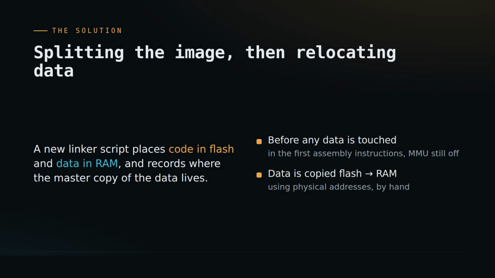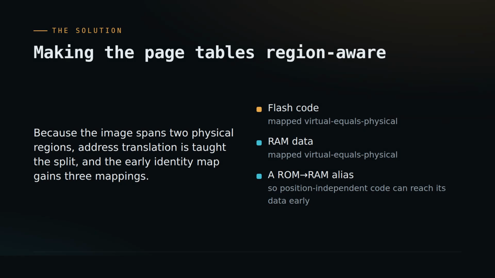For the split image, a new linker script places code in flash and data in RAM. It also records where the master copy of the data resides. Then in the very first assembly instructions, the writable data is copied out of flash into RAM. This happens before any data is touched with the memory management unit still off. Because the image now spans two physical regions, the address translation helpers are made region-aware.